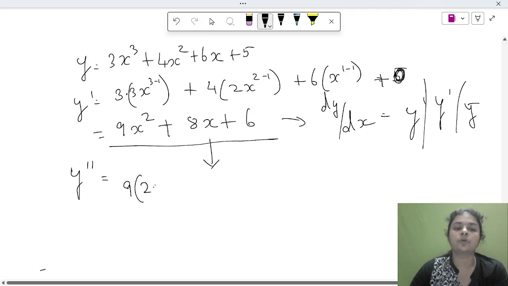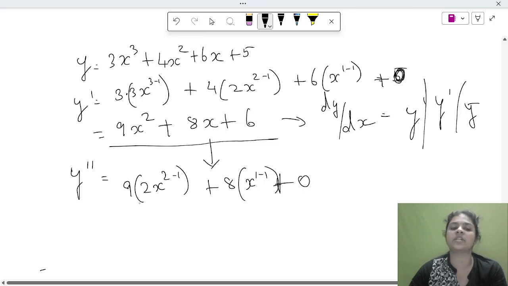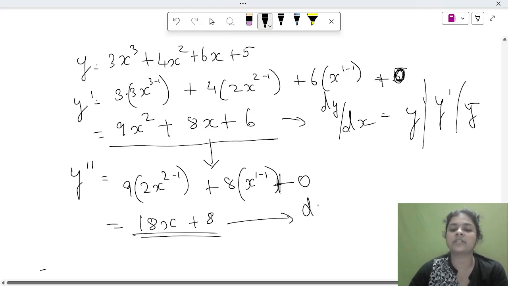9 into 2x power 2 minus 1 plus 8 into 1 into x power 1 minus 1 plus, now here 6 is a constant, so differentiation of constant is 0. So the answer is 9 into 2, 18x plus 8. So this is called the first order differentiation and this is called the second order differentiation, or d square y by dx square, which is also known as y double dash or y double bar.